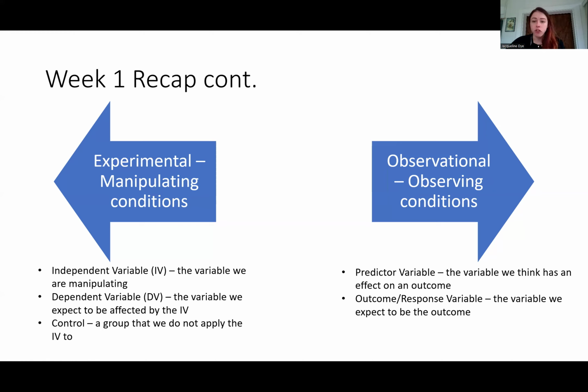And then in observational research designs, we're simply observing conditions. So this does not involve manipulation. In this case, we have a predictor variable, and that's the variable we think has an effect on an outcome. And then we have the outcome or response variable, which is the variable we expect to be the outcome.